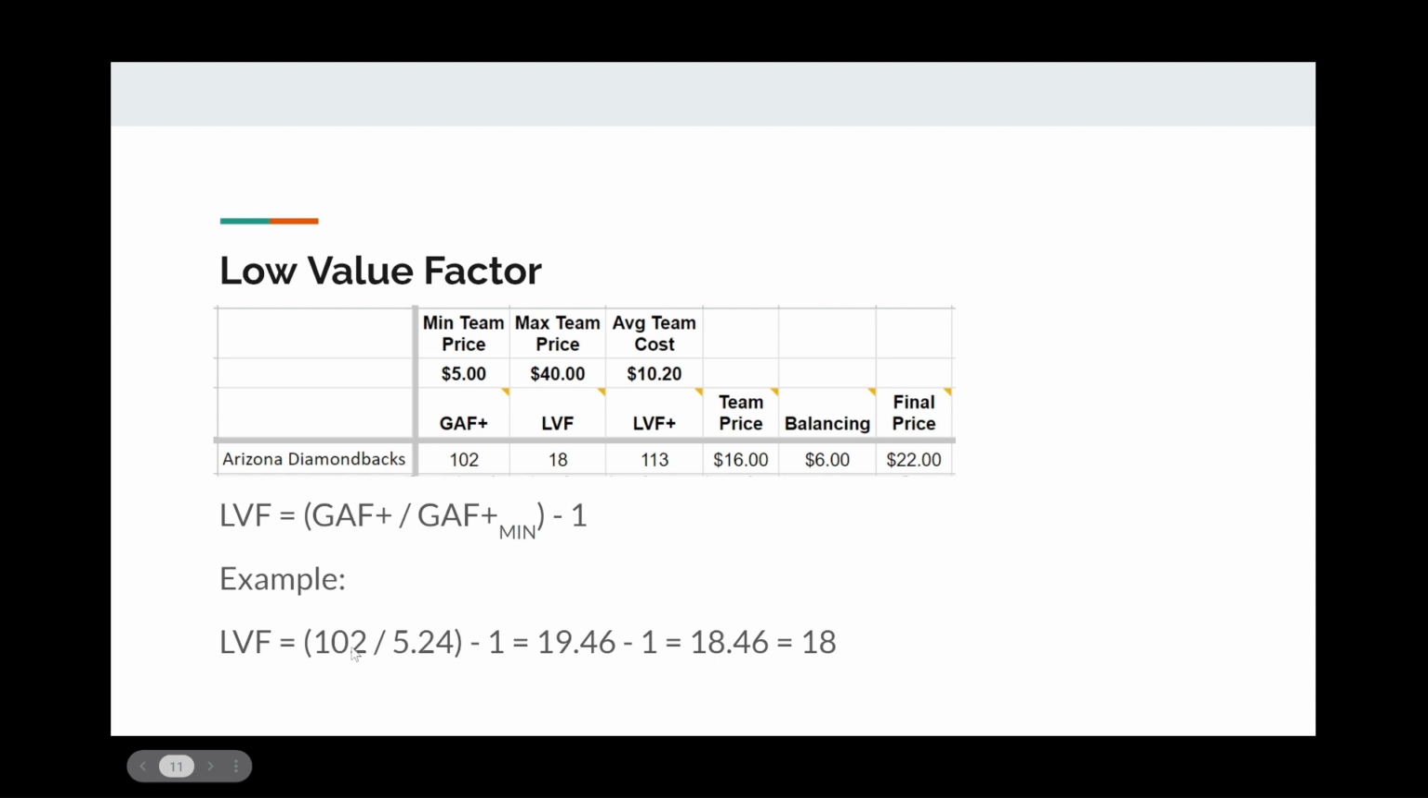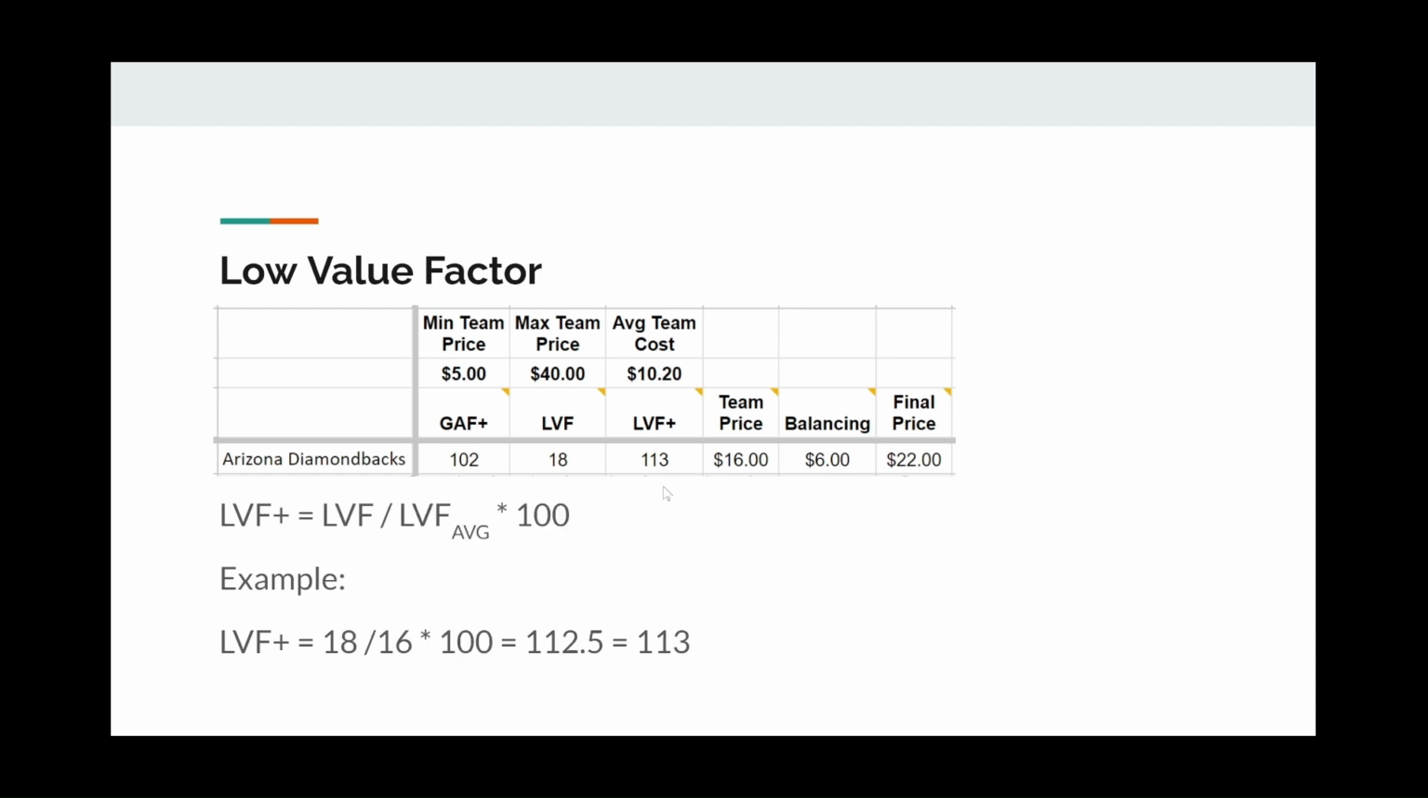From there, we do the same normalization to get an LVF plus value. So LVF plus is just LVF divided by the average of LVF times 100. So for this one, LVF plus is equal to 18 divided by 16, which is the average, times 100, which ends up with an LVF plus of 113.